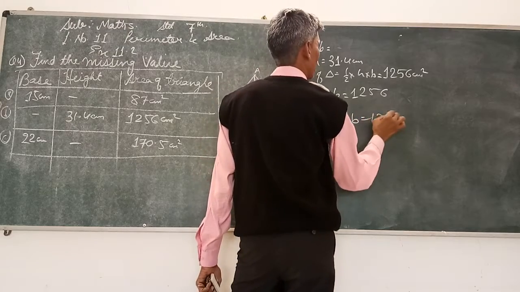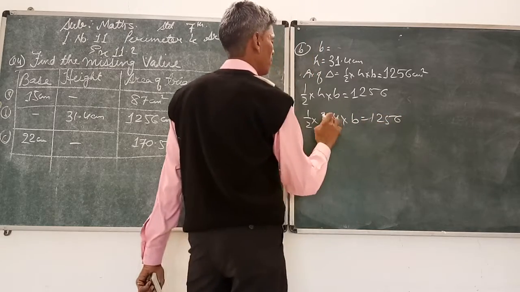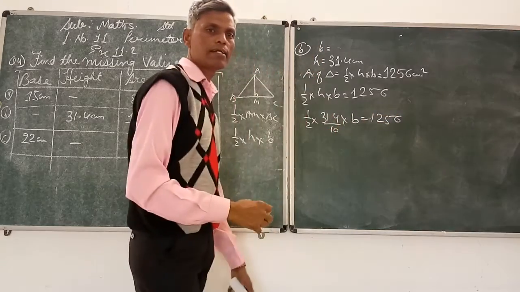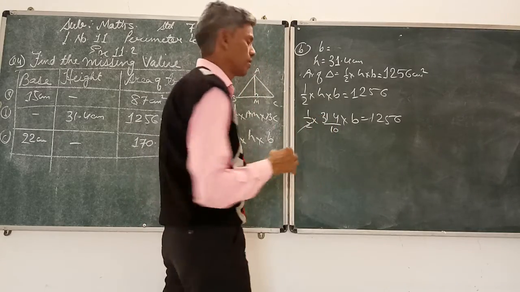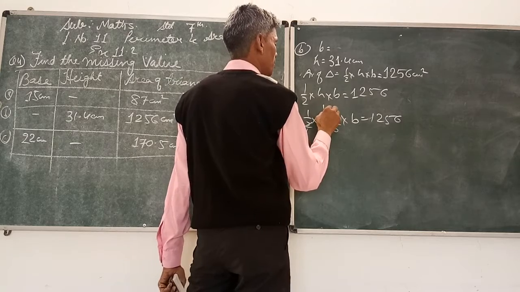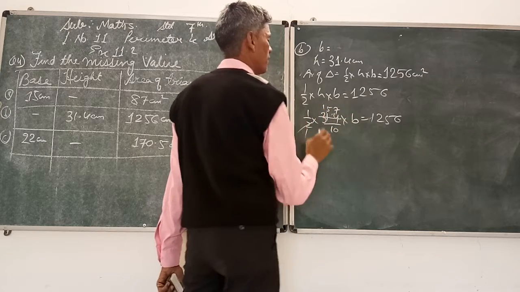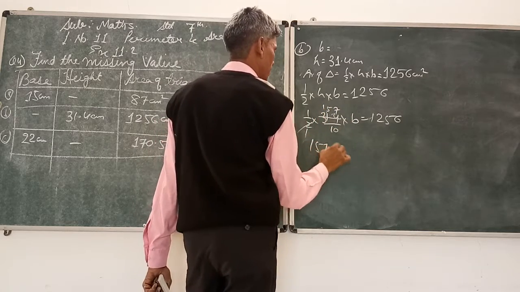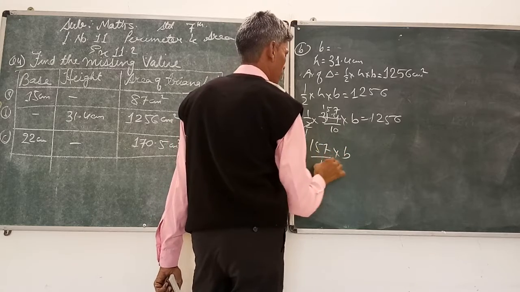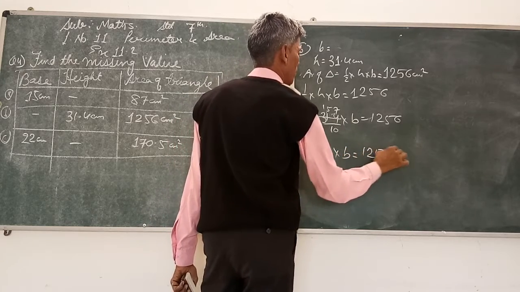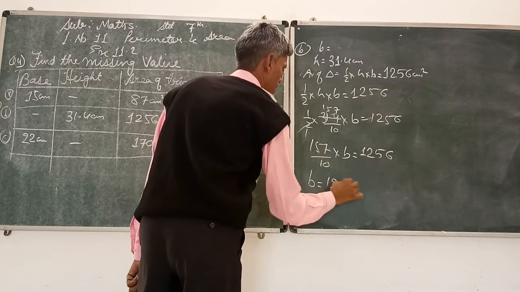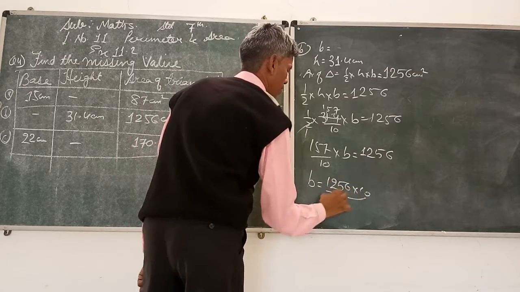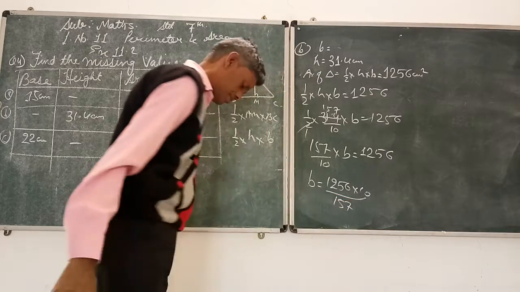To remove the decimal we will write it like this. So we got 157 into B upon 10 is equal to 1256. B is 1256 into 10 upon 157.